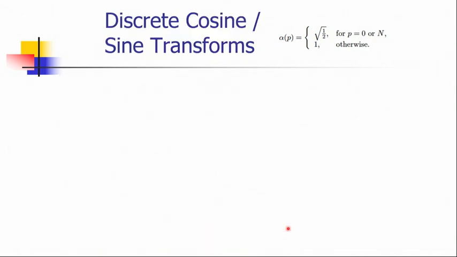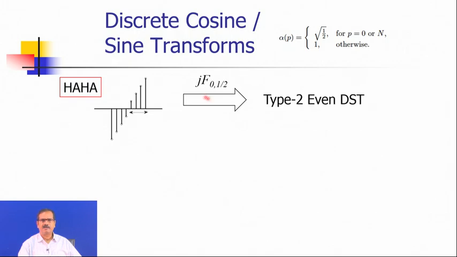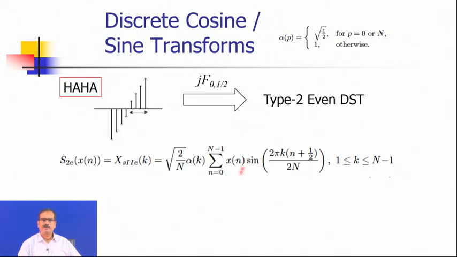And for type 2 even DST, similarly we have half antisymmetric extension, and there also we are applying the corresponding discrete Fourier transform, and this is a particular transformation matrix that we will be applying there. So, you will get a type 2 even DST, and this is the expression for type 2 even DST.